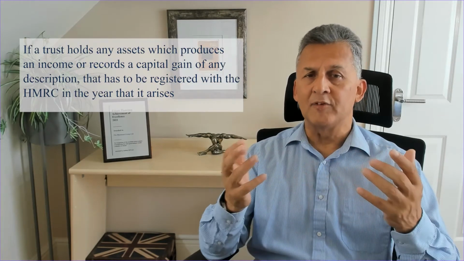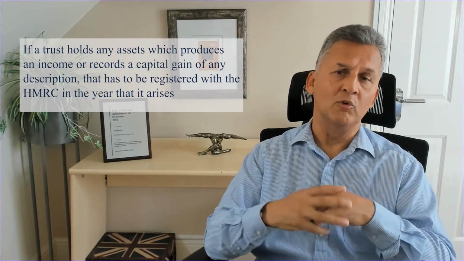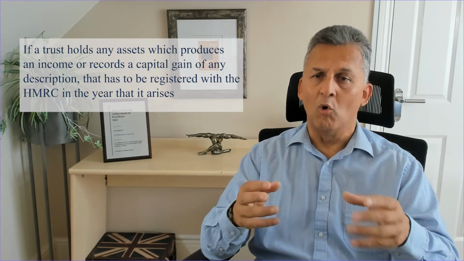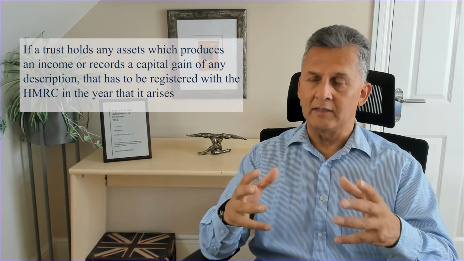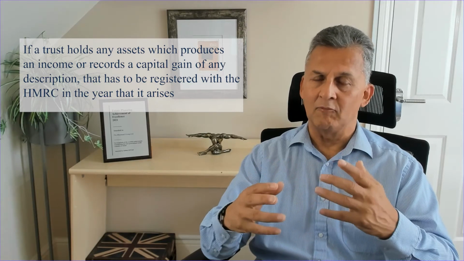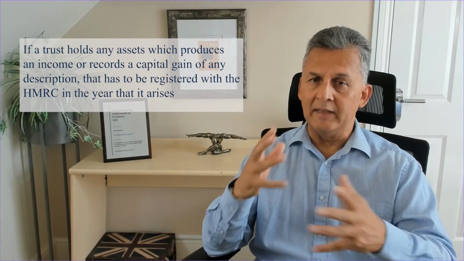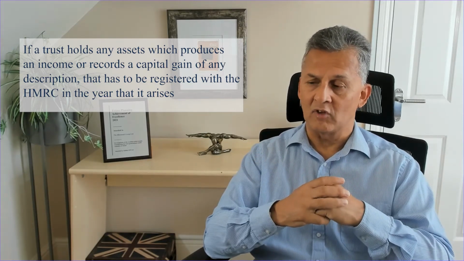Now, if the trust holds any assets which produce an income or record a capital gain of any description, that income or capital gain has to be registered with HMRC in the year that it arises. So if you've got a discretionary trust with a bank account in there, and some property which has income coming in, or shares which are producing dividends, those incomes and capital gains have to be registered every year.